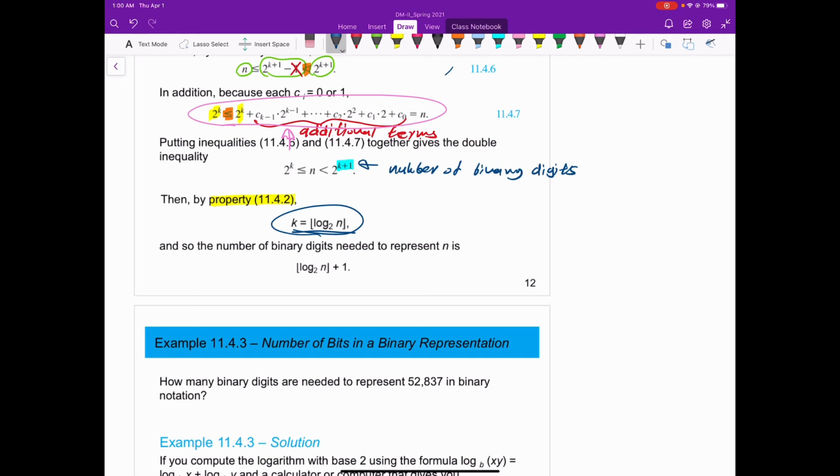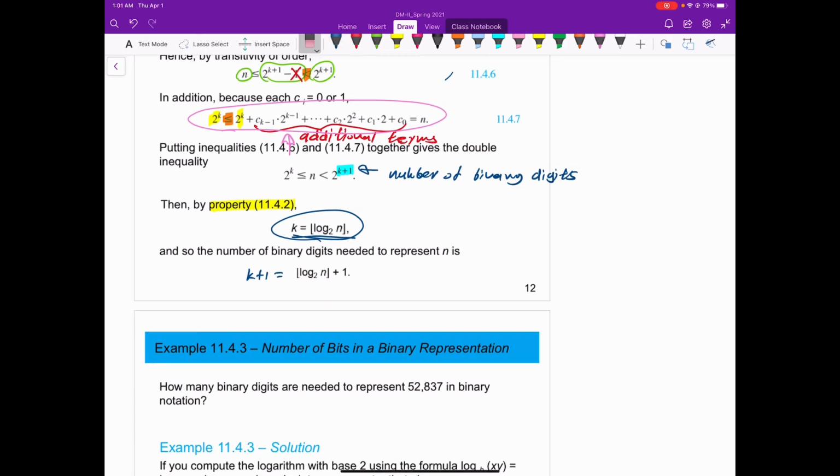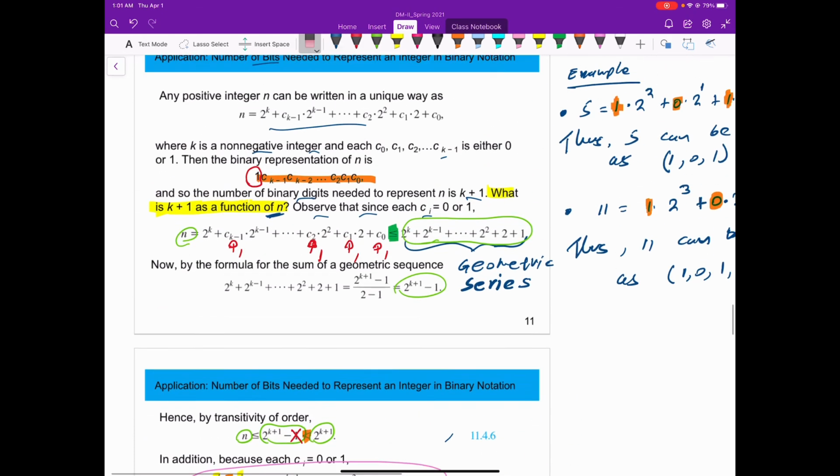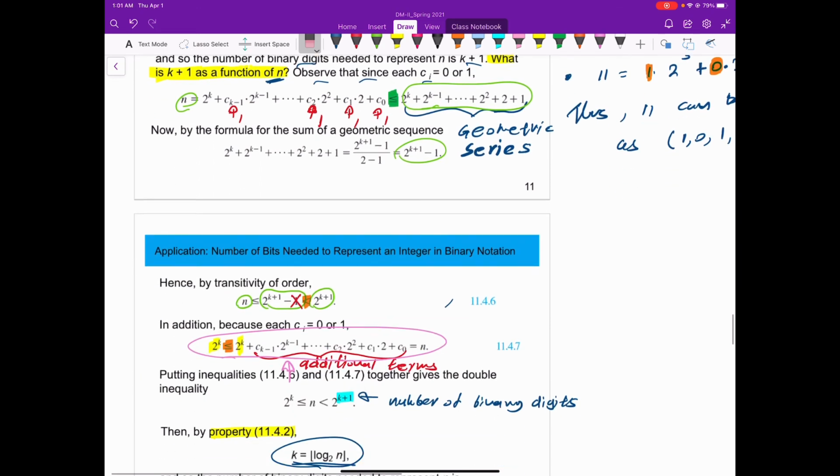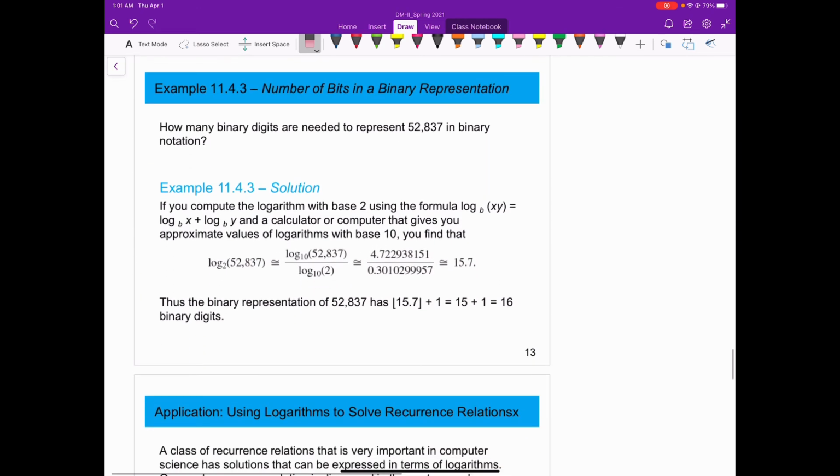All right, which is k plus 1. Now it should be k plus 1, which is the floor function of log of n to the base n plus 1. Okay, so this is the answer for the question. All right, so let's move to the next example.